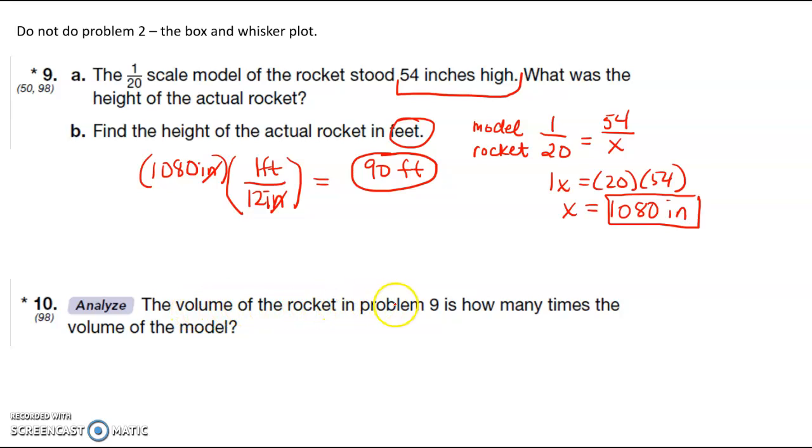The volume of the rocket in problem 9 is how many times the volume of the model? 3 times. Trust me on this. The area is 2 times. The volume is 3 times.